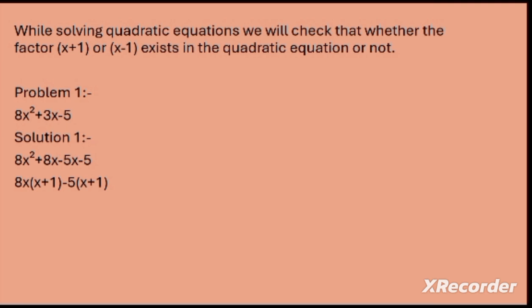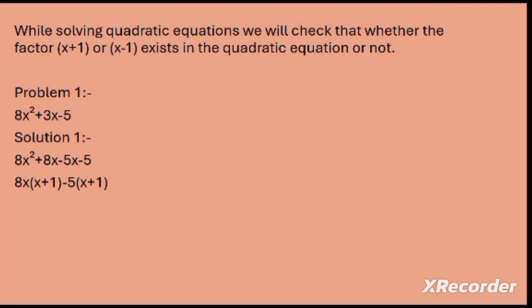If I break x square into 2 parts, it becomes x into x, and we have a single x along with the second term, which is plus 8x. So x is common in the first term and in the second term. So our common is 8x.